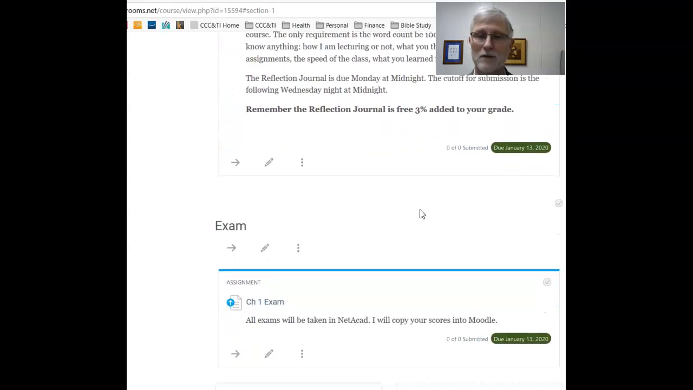And then we're in this first chapter, and you got to have an exam. So there'll be several of these. Hopefully I've got it set up right in NetAcad. For those of you who are taking a networking class and this Linux class, you just have to be careful you're taking the right class. So you're going to take the exam in NetAcad, and then I will copy the scores back over to Moodle. So hopefully that, we'll see how that goes.